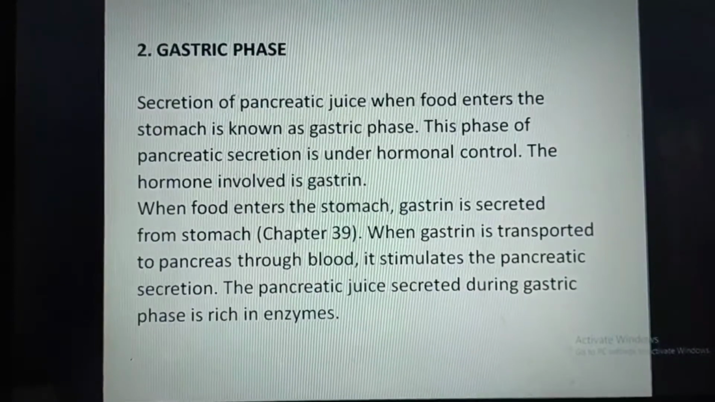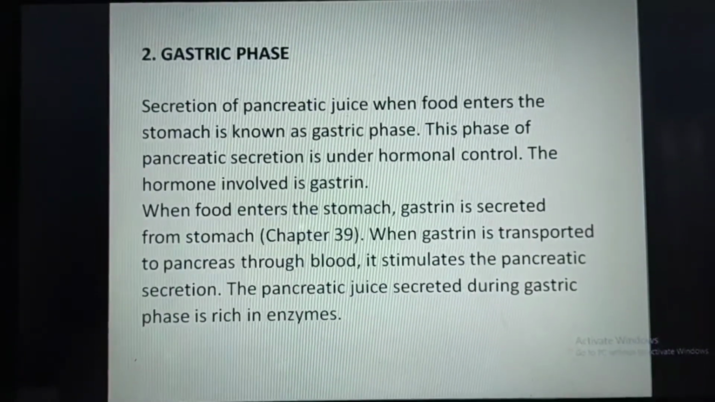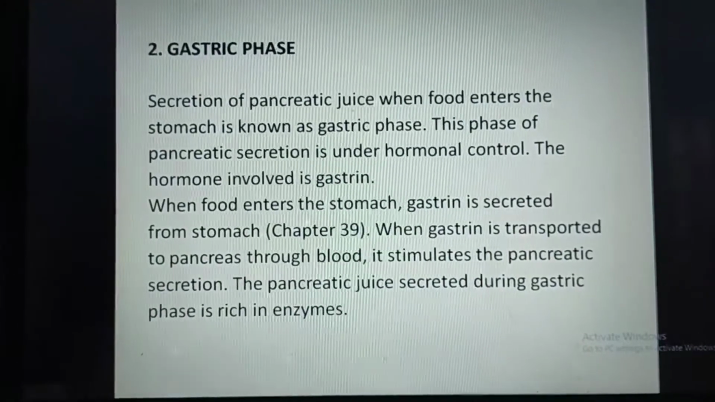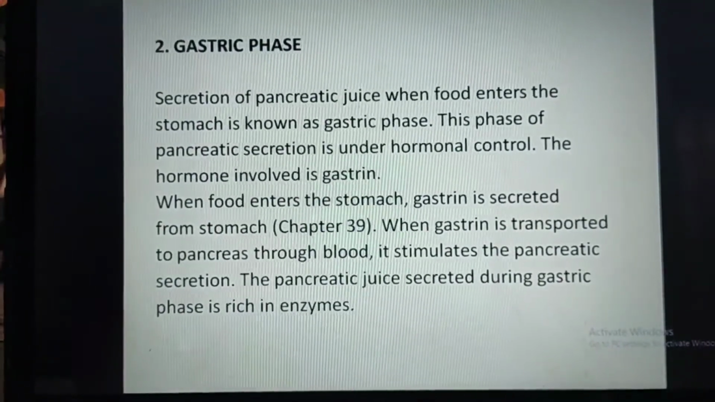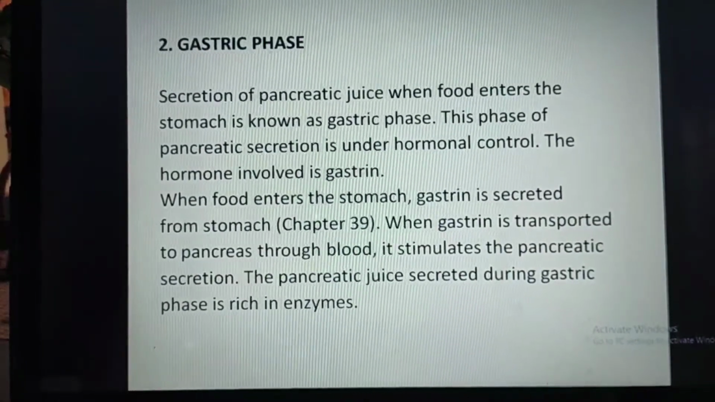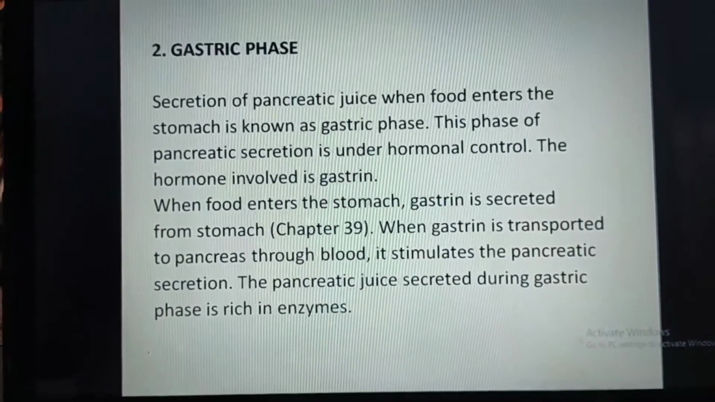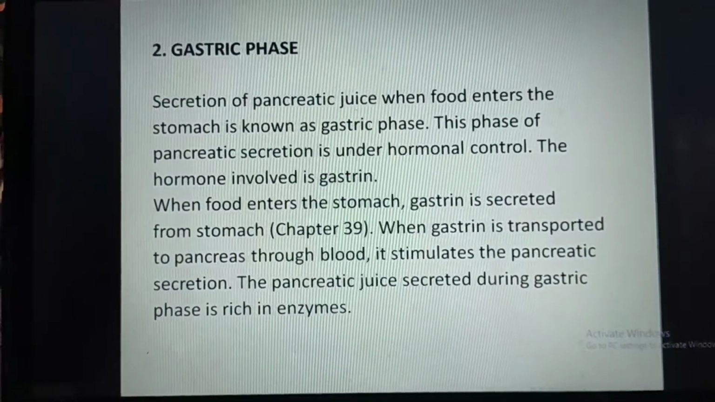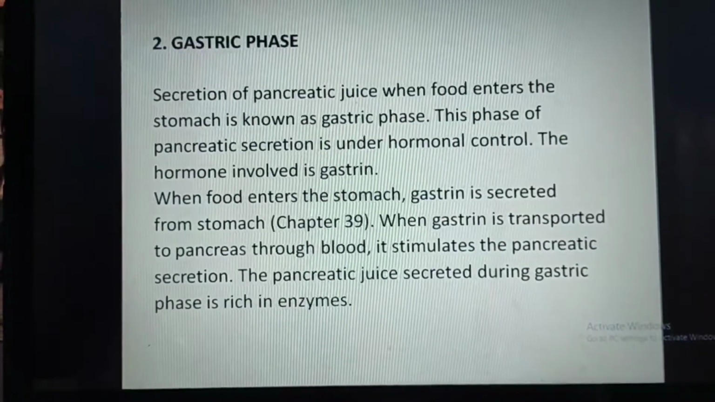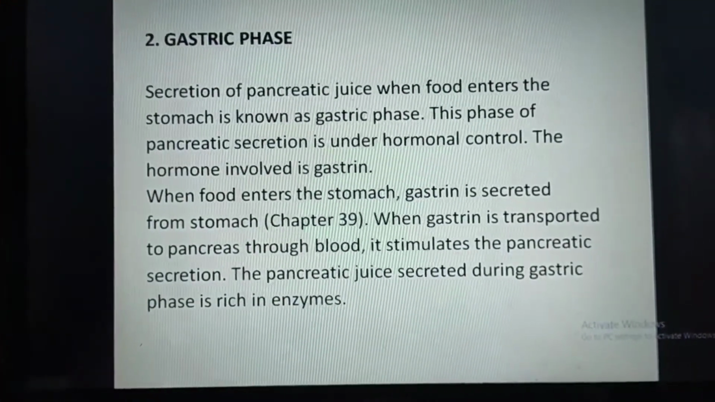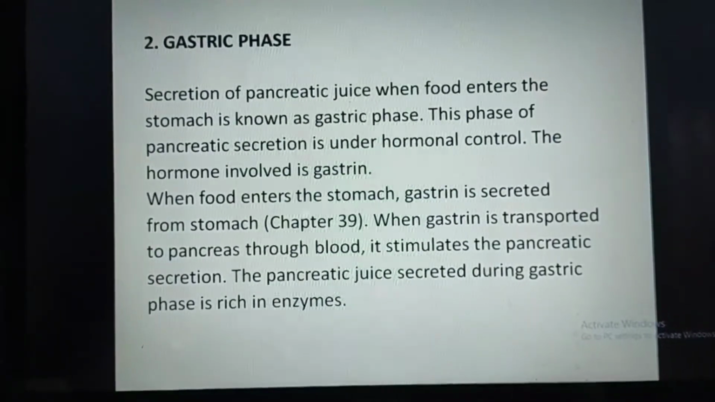Gastric phase. Secretion of pancreatic juice when food enters the stomach is known as the gastric phase. This phase of pancreatic secretion is under hormonal control. The hormone involved is gastrin. When food enters the stomach, gastrin is secreted from the stomach. When gastrin is transported to the pancreas through blood, it stimulates the pancreatic secretion. The pancreatic juice secreted during the gastric phase is rich in enzymes.